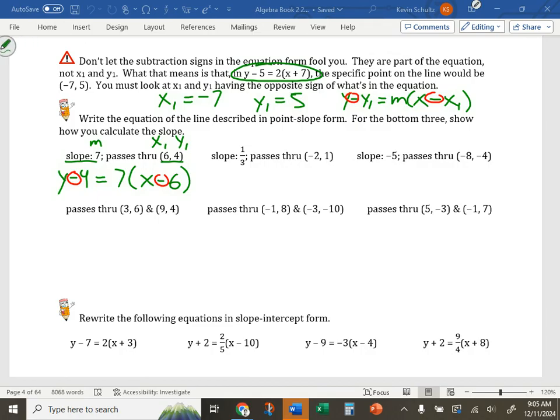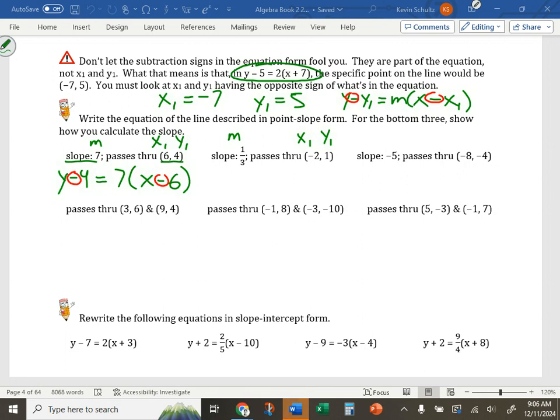Slope of 1/3 passes through -2, 1. What variable does the slope represent, the 1/3? The m. Is that all I have to do? Yes, that's it. It's deceivingly easy because when negative signs come into play, it's a little bit trickier, and you'll see why shortly. But that -2, what variable does that -2 represent? X1, the x value of a specific point. What does the 1 represent? Y1, the y value of a specific point.